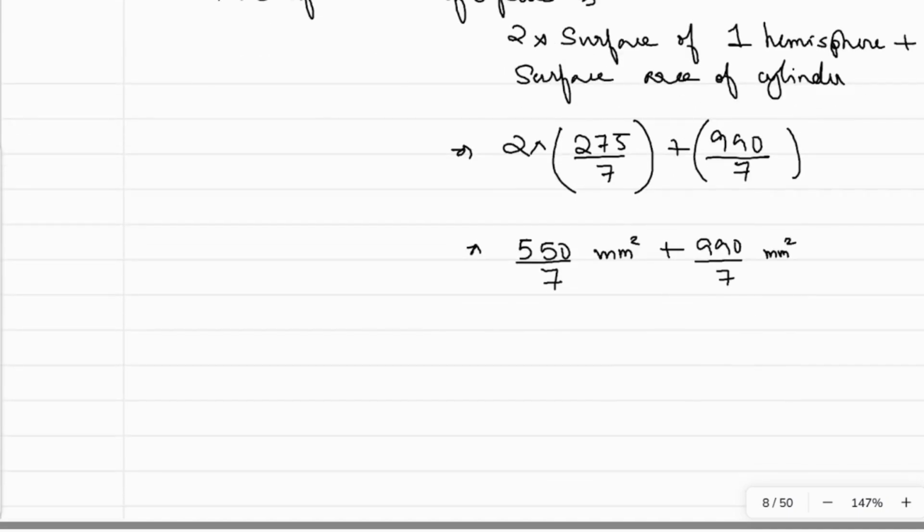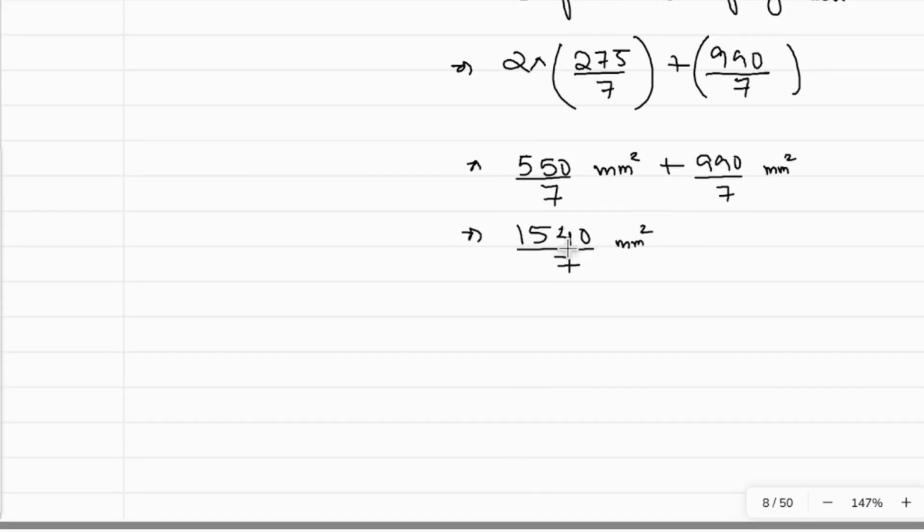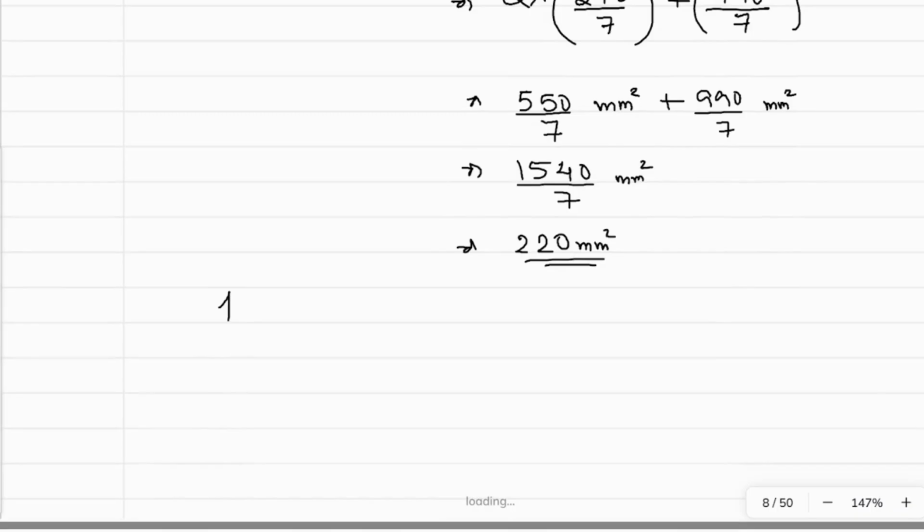So how much will we get? Which is equal to 1540 by 7 mm square. Then 1540 divided by 7 gives us 220 mm square. Okay, this is the value for what? The surface area of the capsule. Therefore, the surface area of the capsule is 220 mm square. Clear?